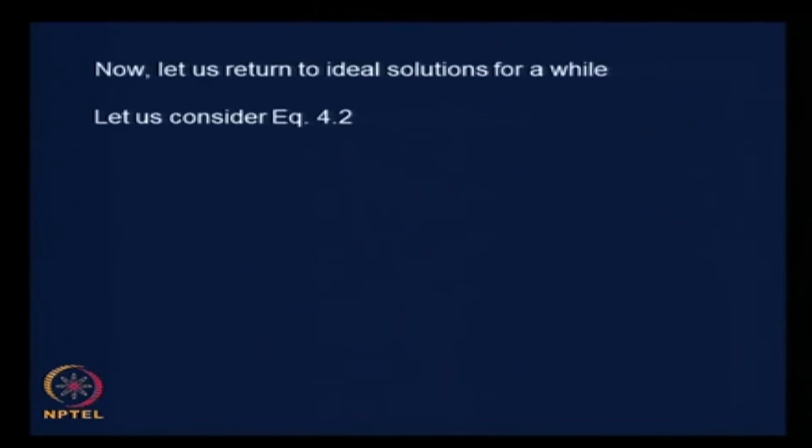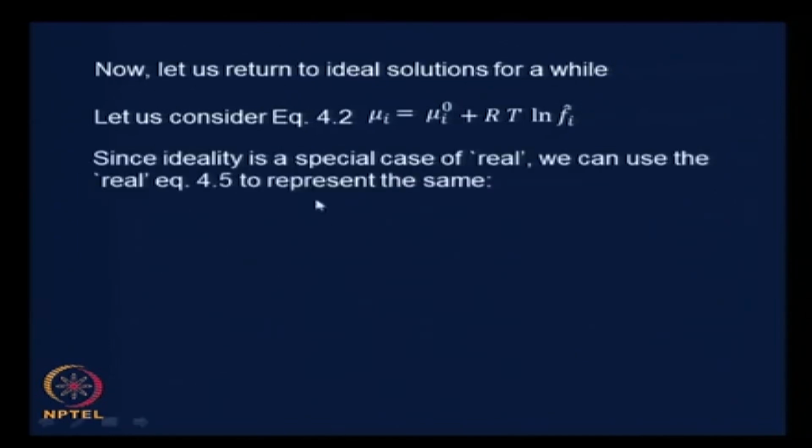You know that equation 4.2, you can go back to your notes, it is already given here: mu I equals mu I naught plus RT ln Fi hat. This works for the ideal solution case, where mu I naught is a function of temperature alone.